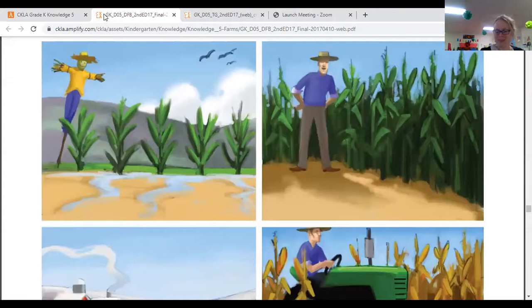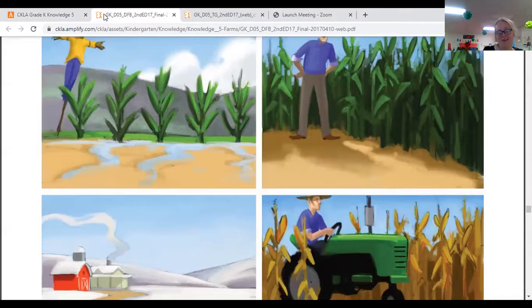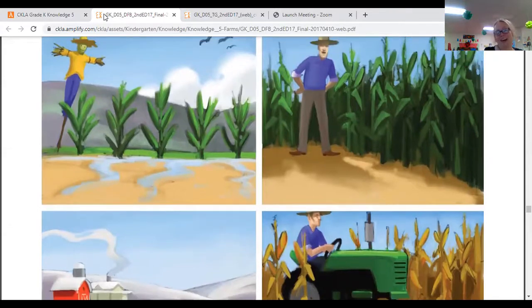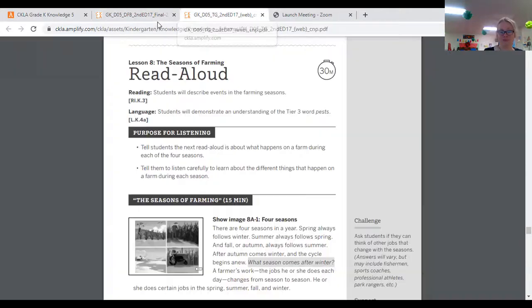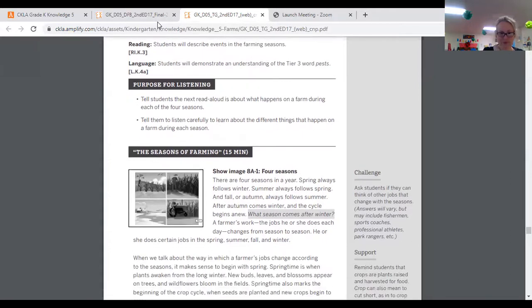So here's a picture of a farm during the 4 different seasons. I'm going to let you take a look at them and see if you can make predictions about what season is which. Well, we do have 4 seasons in a year, and spring always follows winter, and summer always follows spring, and fall always follows summer, and after autumn comes winter, and then it starts back over.